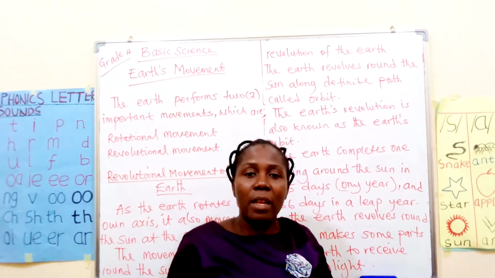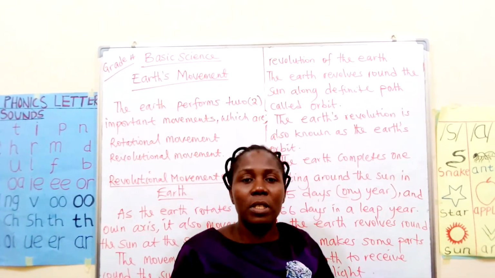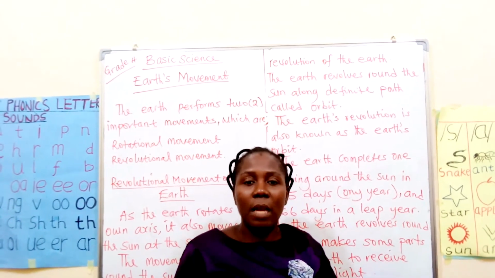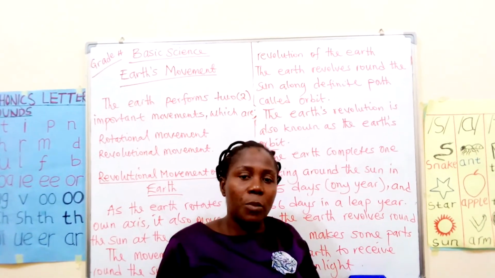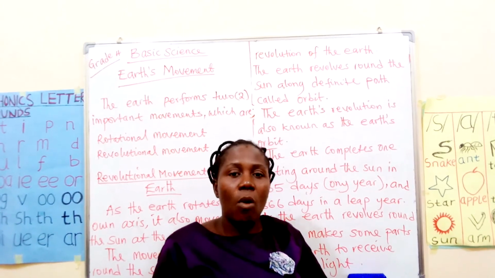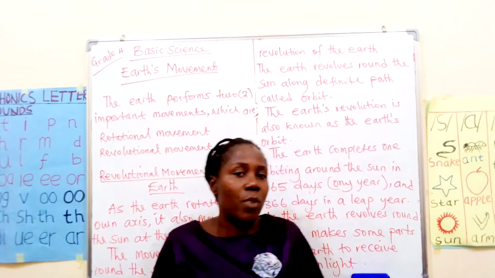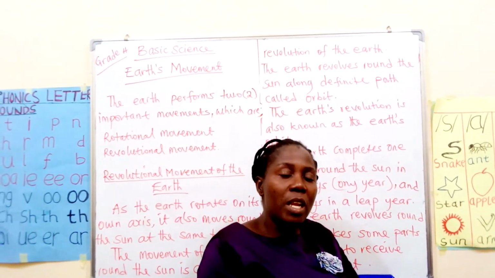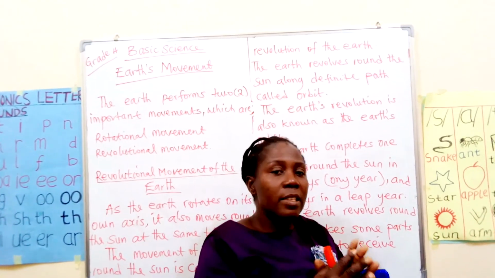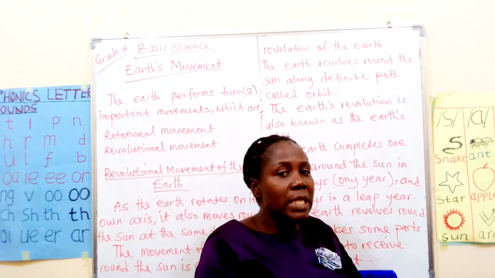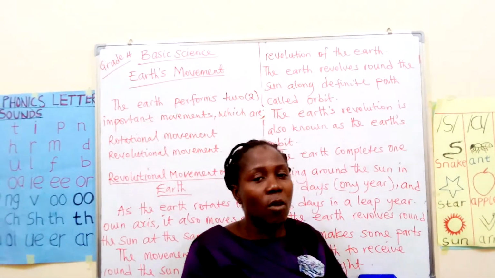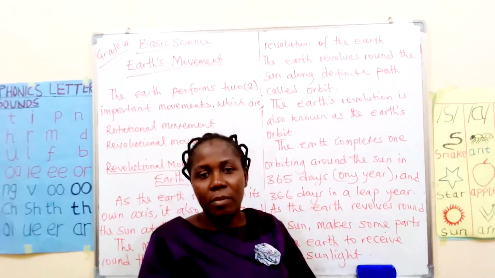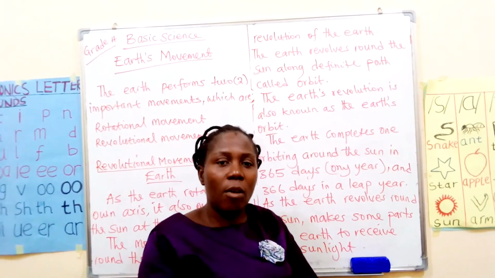Which part of the earth witnesses these 4 seasons? It is the northern and the southern regions that witness the 4 seasons, while the eastern and the western regions will experience 2 seasons, which are the rainy and the dry season. Before we write a little, what is the effect of the revolution of the earth? It brings about the seasons of the year.